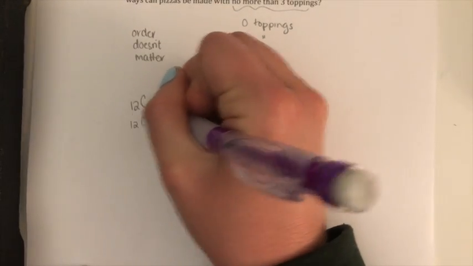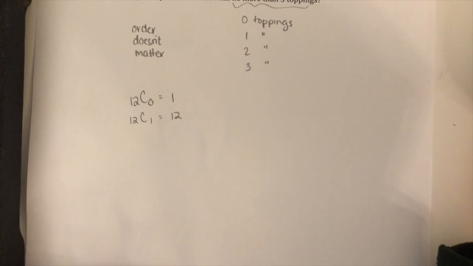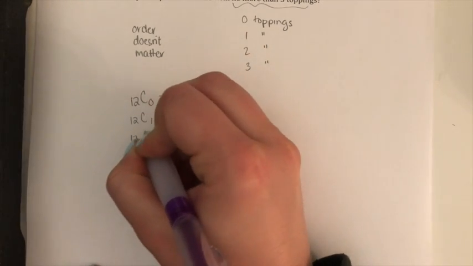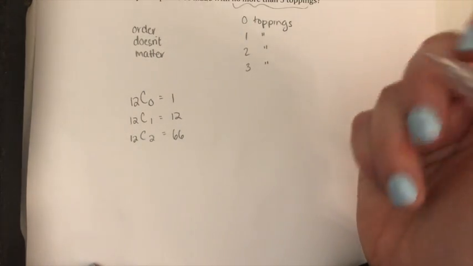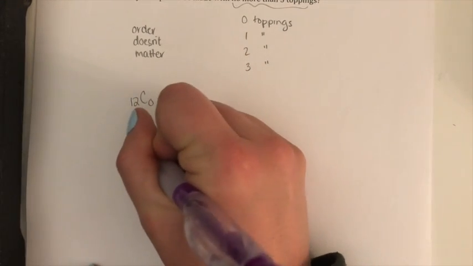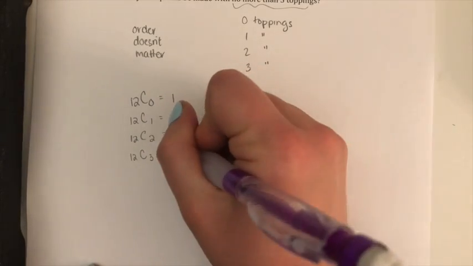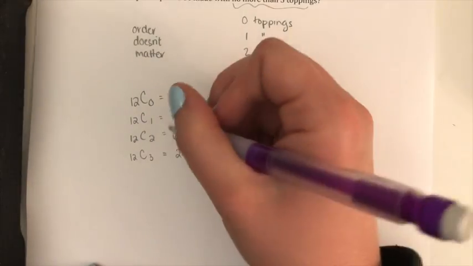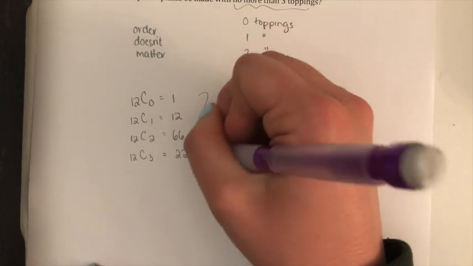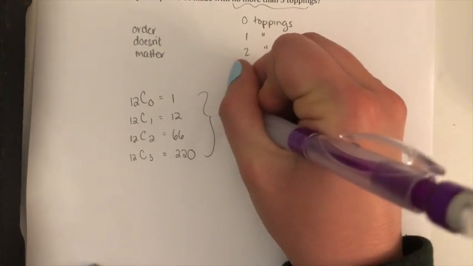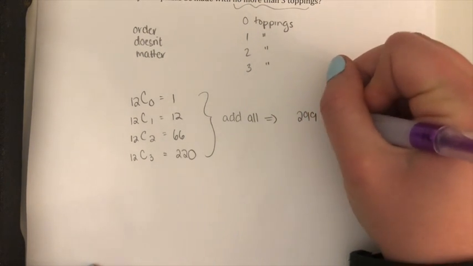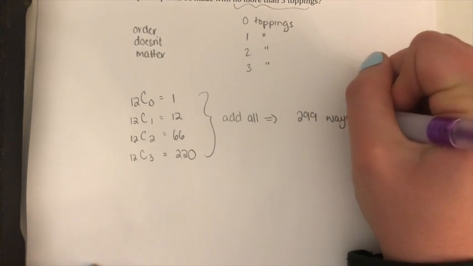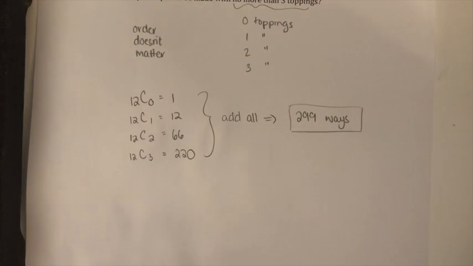If we have 12 toppings and we're choosing 1, there's 12 different toppings that we could get. If we have 12 toppings and we're choosing 2, there's 66 different combos. And if there's 12 toppings and we're choosing 3, there's 220 different combos. All of these numbers you can do on your calculator. If we add these all together, we get 299 different ways that you can have a pizza with 3 or less toppings.